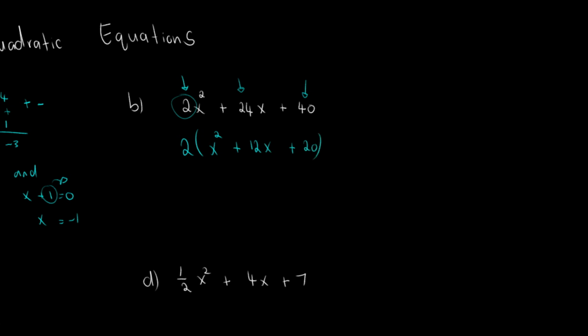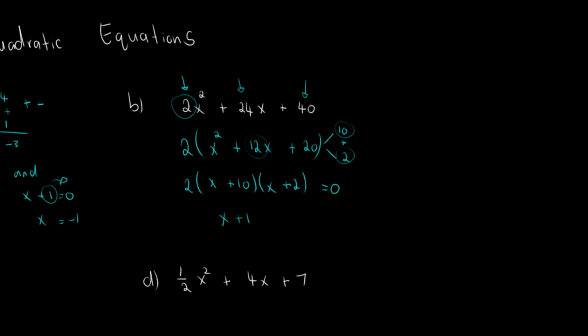Now I'm going to try to solve this. We have a 12. What times what can give me 20? Logically I can see 10 times 2 is 20, right? I need positive 12, so it's going to be 10 plus 2. So there I have my 2 parentheses: x plus 10, x plus 2. I'm going to set this equal to 0 and solve.